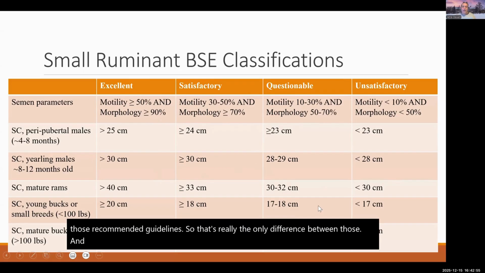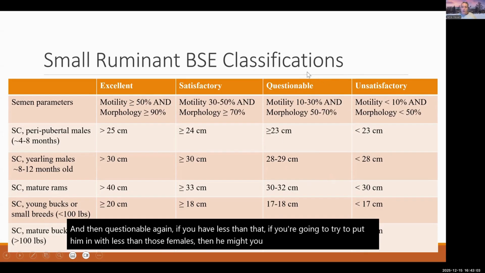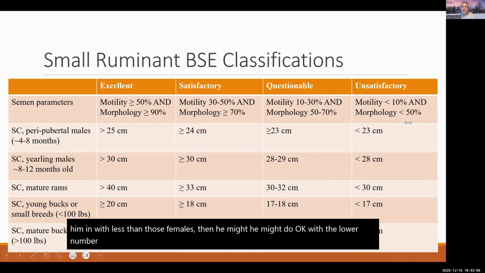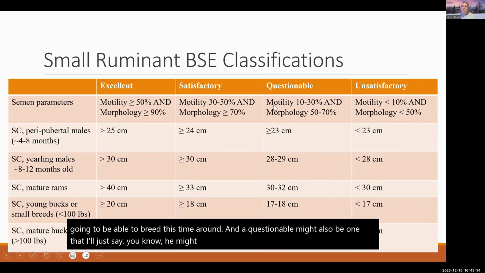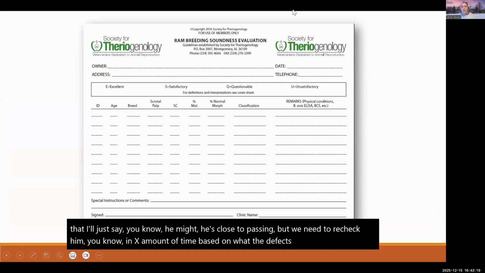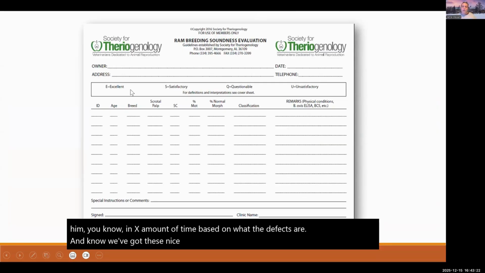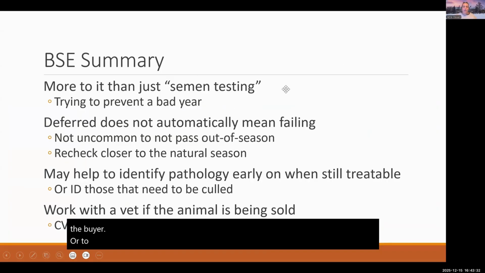And then questionable, again, if you're going to try to put him in with fewer females than those guidelines, he might do okay with a lower number of females. Whereas if I'm going to put him as unsatisfactory, he's definitely not going to be able to breed this time around. A questionable might also be one where I'll say he's close to passing, but we need to recheck him in X amount of time based on what the defects are. And we've got these nice little charts that we can do multiple males on. And again, if you're selling him, these are really nice things to have to give to the buyer or to keep in your own evaluations.